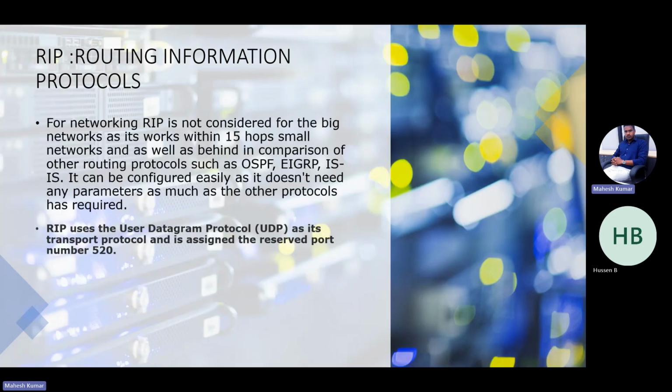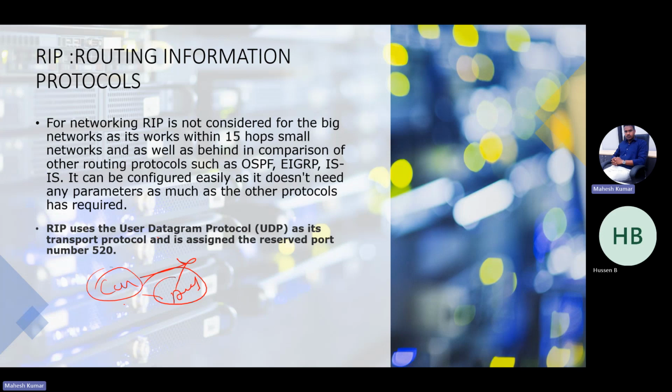After that, some more points about the Routing Information Protocol. RIP is not considered for big networks, as it works only within 15 hops. Compared to other routing protocols such as OSPF, EIGRP, and IS-IS, it can be configured easily, as it doesn't need as many parameters as the other protocols require. It is trying to say that RIP is very old and works within 15 routers, or within 16. It is very easy to configure, but as compared to other protocols, every routing protocol has its advantages and some disadvantages. We'll cover the disadvantages in an upcoming session.